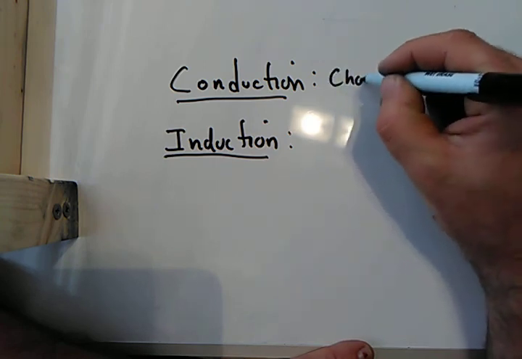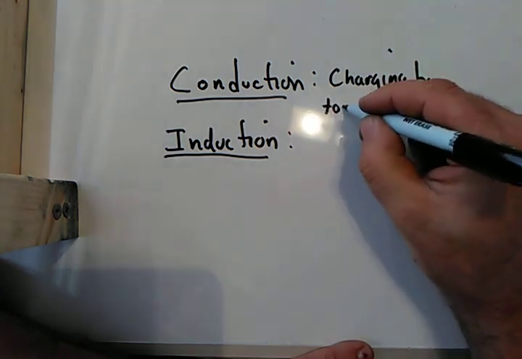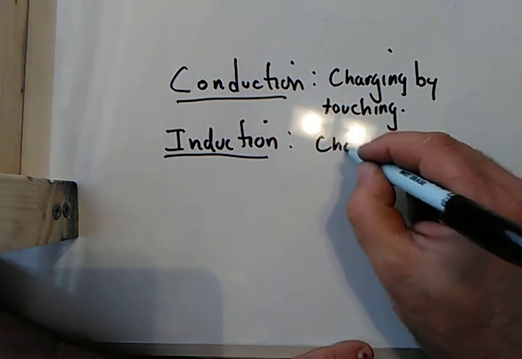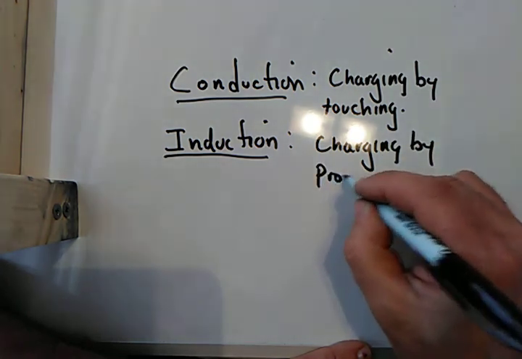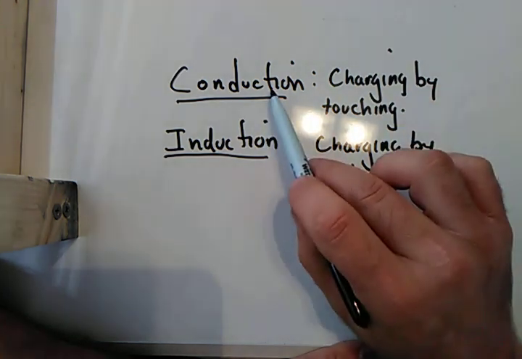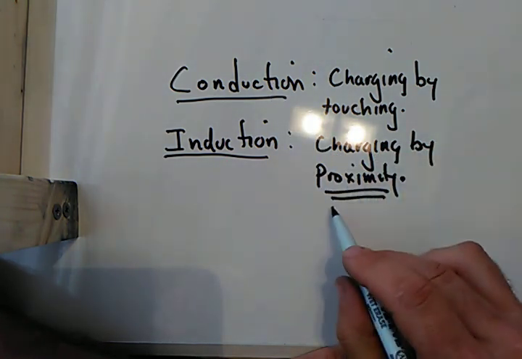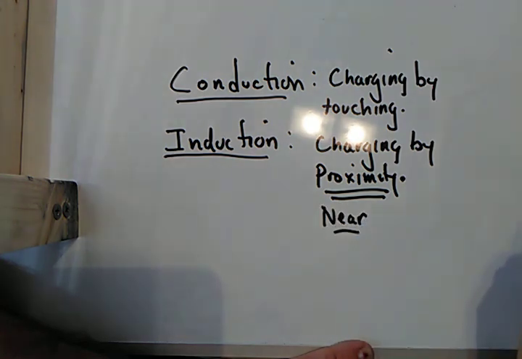Conduction is charging by touching. Induction is charging by proximity. So these are different ways to charge objects. You can touch the object, or you can use this word here, and I'll even put near. If you put an object near another object, it's able to charge it that way. So I'm going to stop there for now. You're at about 10 minutes, and we'll talk about the details of these things.